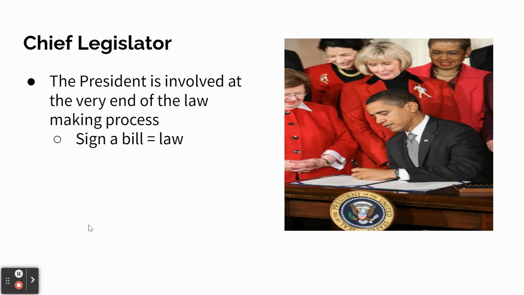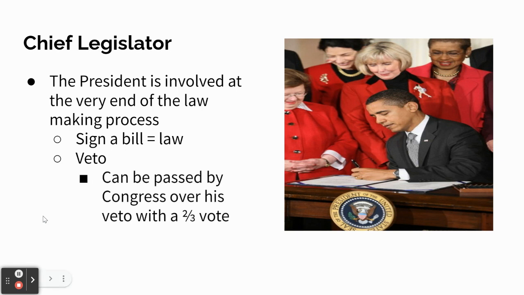At that point, the president has two options. You can either sign the bill and it becomes law, or a president can veto it, right? A veto just basically means that he's going to block it from going into effect. It is possible for Congress to pass a law over a veto, right? So, like, override a presidential veto.